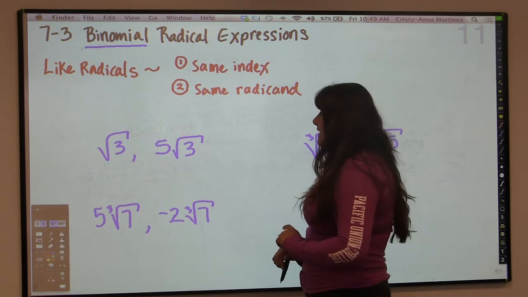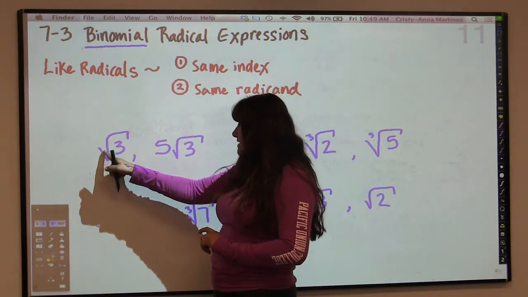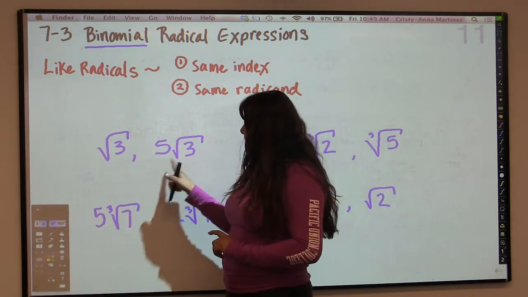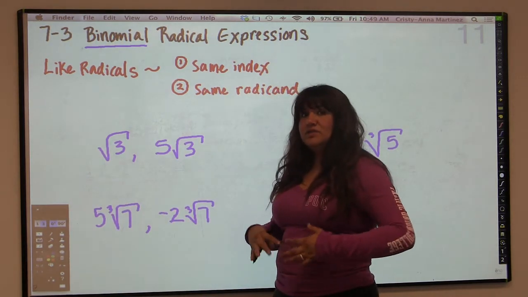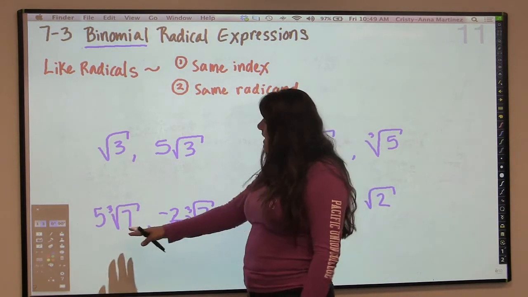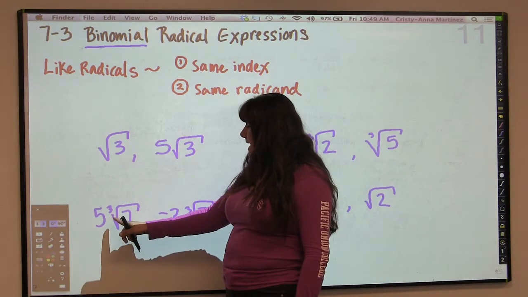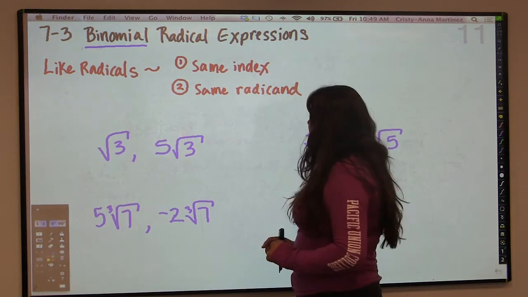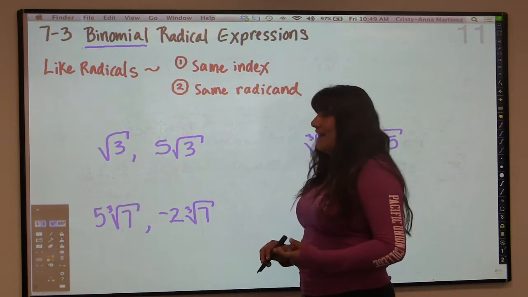Now remember, the index is the little number that is inside the little radical here. So in this case, the index is 2, the index is 2. We talked about how if it's not written explicitly, then you assume that it's a 2. And in this case, the index is 3 and 3. So they have to have the same index, and they also have to have the same radicand.